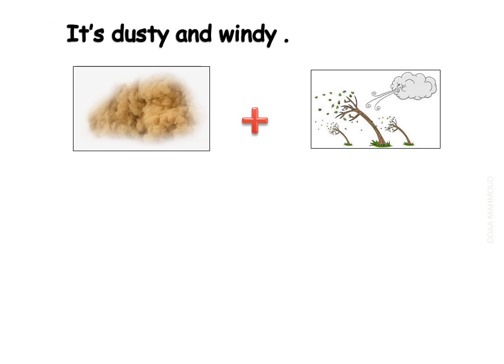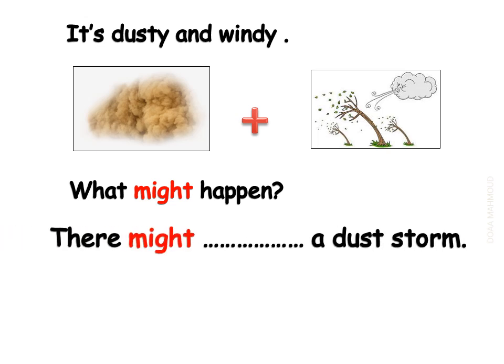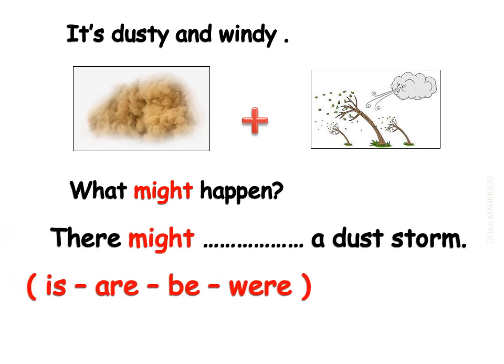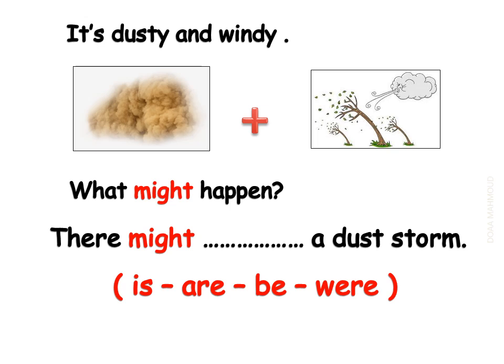It's dusty and windy. What might happen? There might be a dust storm. Choose there might be a dust storm, because be is the infinitive form of the verb to be.